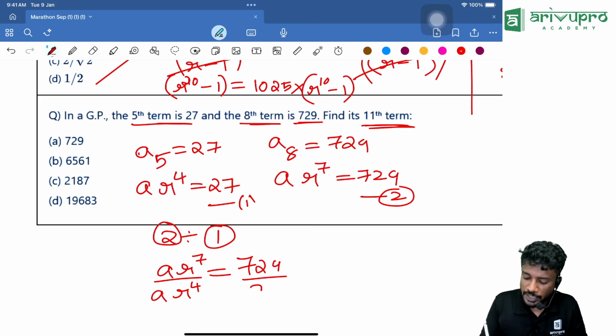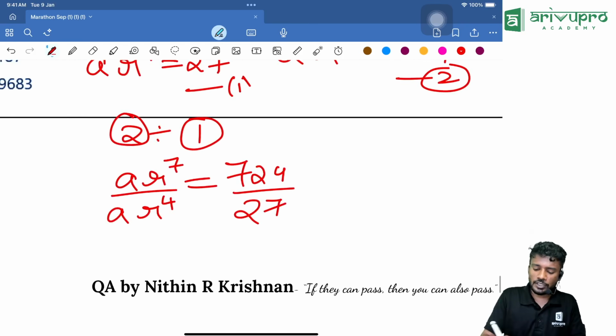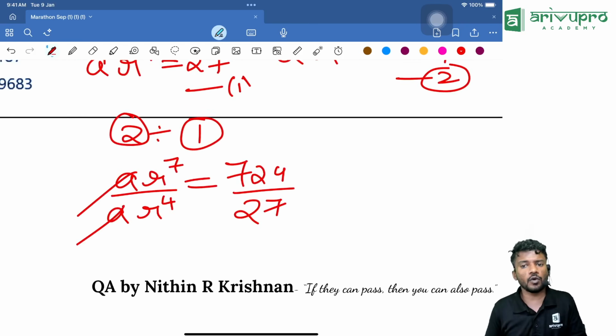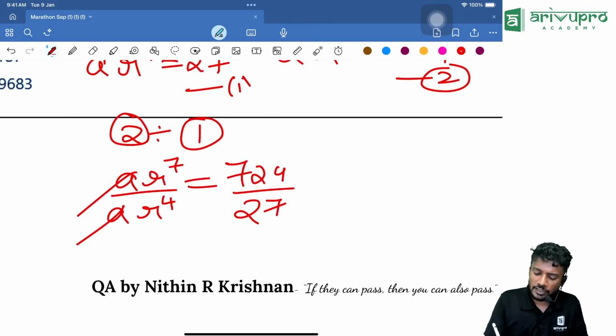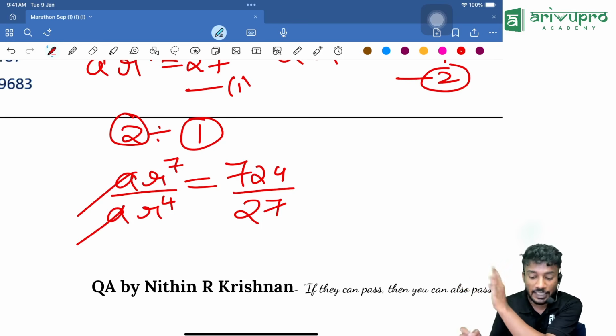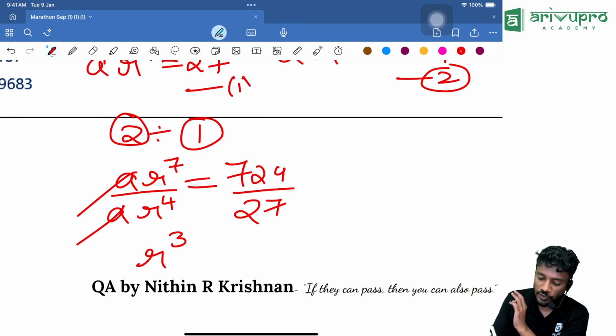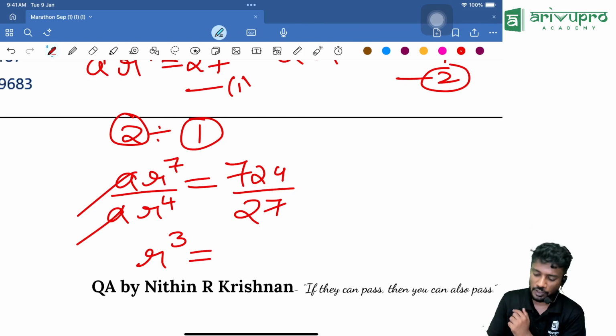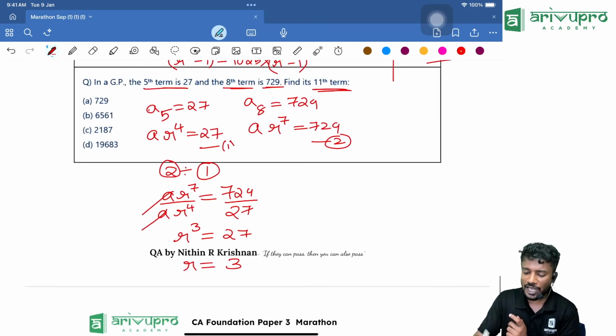729 divided by 27. Now you tell me A cancels. Then what else is cancelled? R raised to 7 divided by R raised to 4. What will remain? R raised to 7 minus 4. That is how much? R raised to 3, which is equal to how much now? 27. So R is equal to how much? 3.